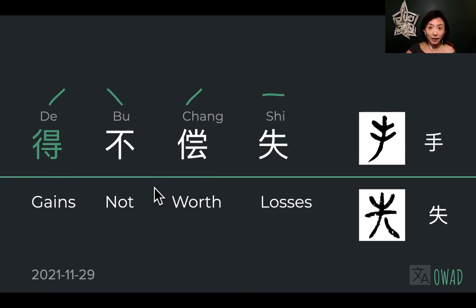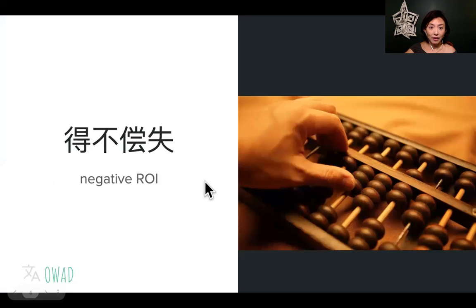And the full meaning of that, I translated as negative ROI. So ROI is return on investment. So it's an investment of your time, your energy, even your money, right? So anything that you put in, that's what you put in, right? And then 得不偿失 is what you put in is not worth what you get.